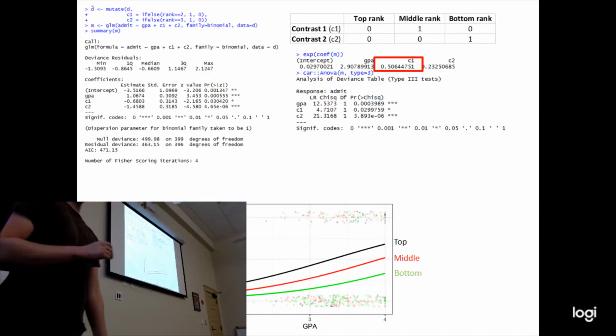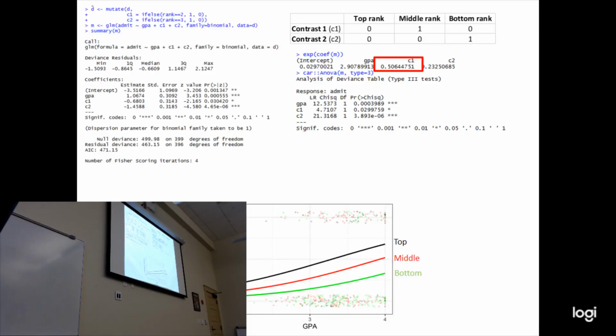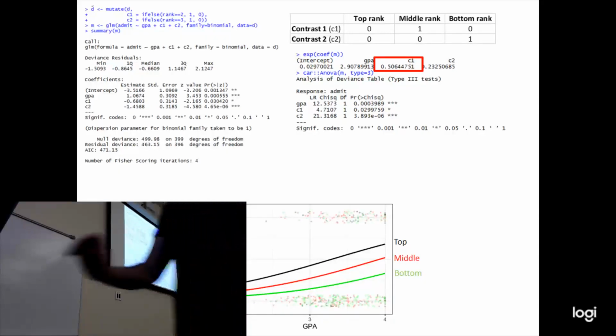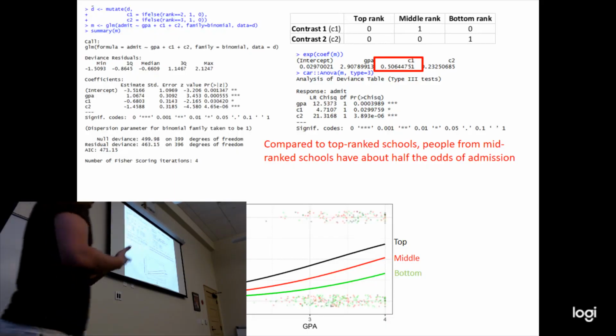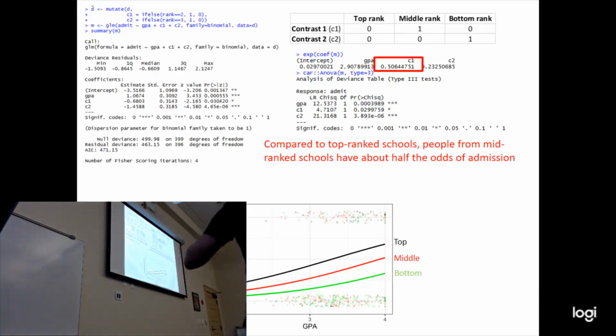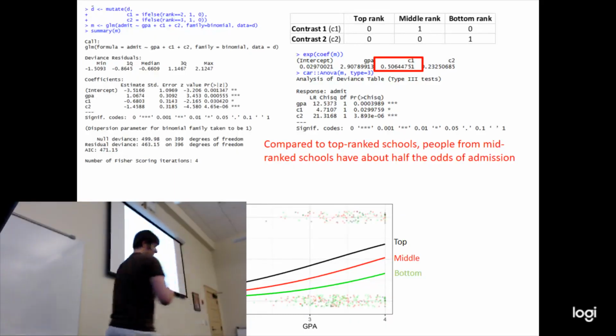Wait, what? So instead of thinking about how much you have to add to the previous level to get to the present level, so how much you have to add to top ranked schools to get to middle ranked schools, you have to think about what number you have to multiply the previous level by to get to the present level. Does that make sense? So yeah, one way to put words around this is compared to top ranked schools, people from middle ranked schools have about half the odds of admission.